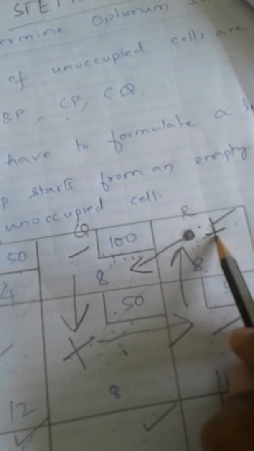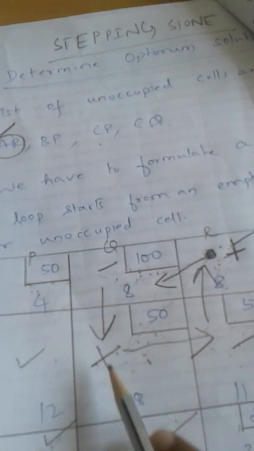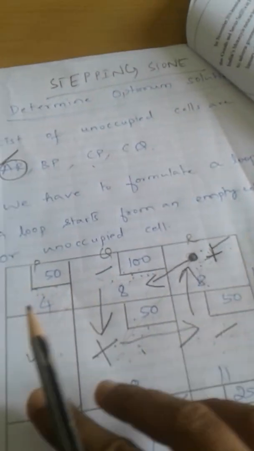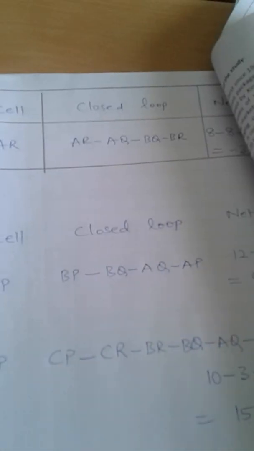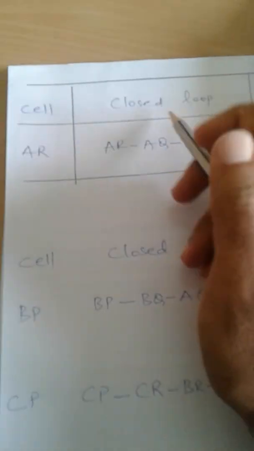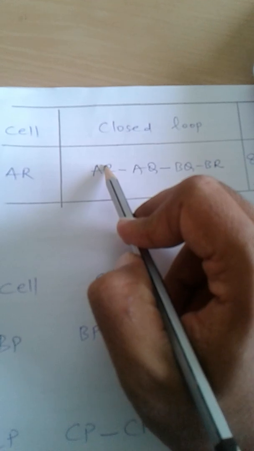Okay, now see here, since the loop is starting from this cell AR, place a plus sign here, minus plus and minus. Okay, next, I will come to this particular page once this is done. We'll first see how this calculation is being done.